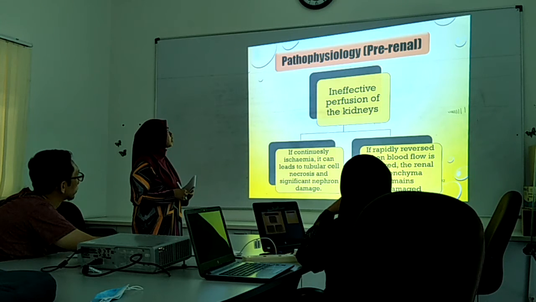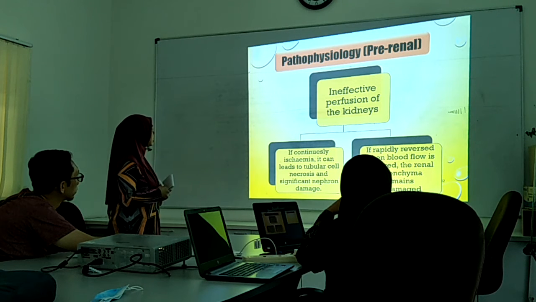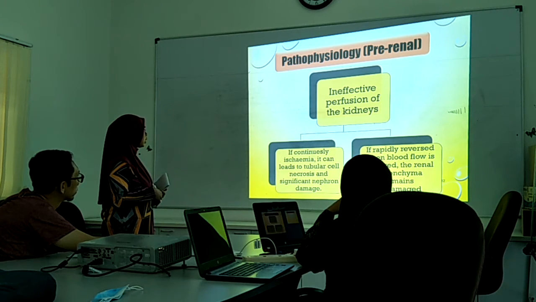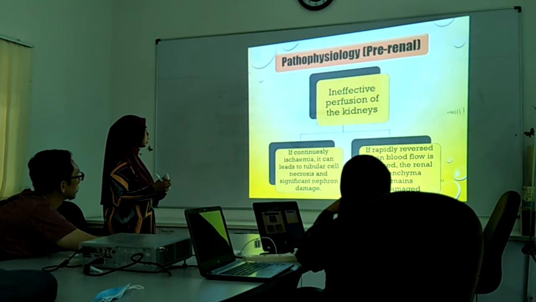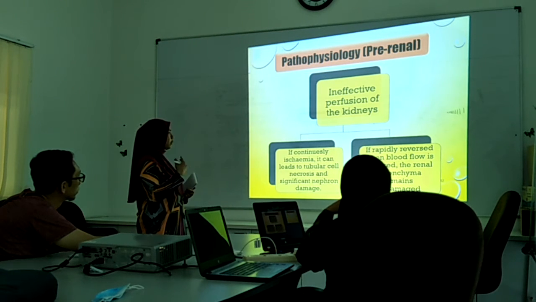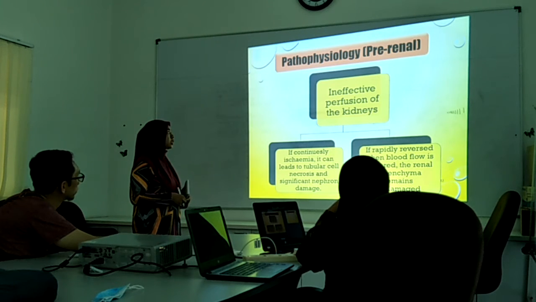Okay. A little physiology, prerenal: ineffective function of the kidney, less function of the kidney. If continuously ischemic, it can lead to tubular cell necrosis, or we call that acute tubular necrosis, and significant nephron damage. If rapidly reversed, when blood flow is restored, the renal parenchyma remains undamaged.